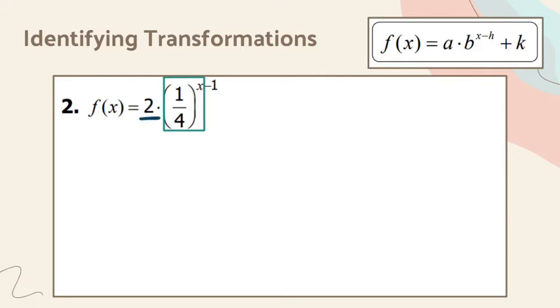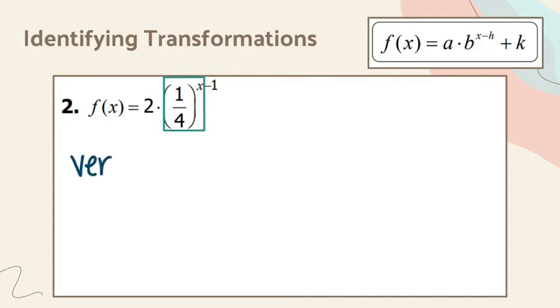So we're going to start left to right. We're going to start with this 2. And 2 is in the place of a. If you look back at your bullet points at the top of your worksheet, it says if A is negative. This is not negative, so we can skip that bullet point. But then we have to look, is 2 greater than 1 or is it between 0 and 1? It is in fact greater than 1. So this 2 makes our graph have a vertical stretch.